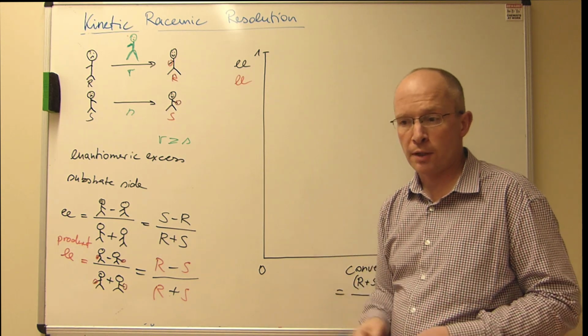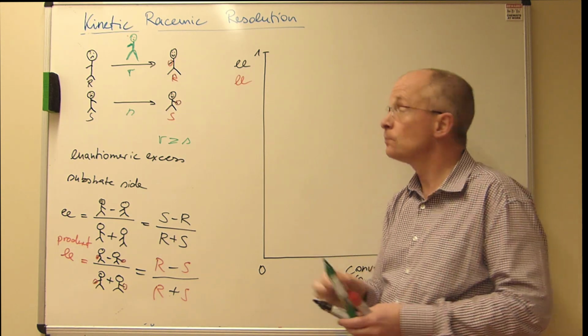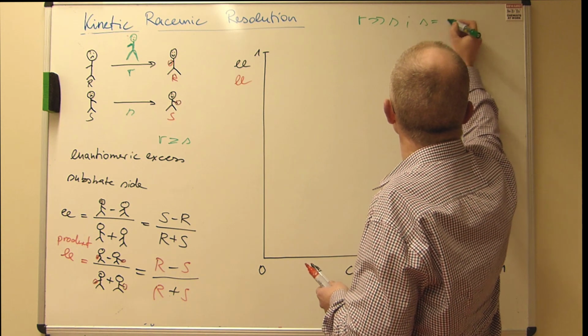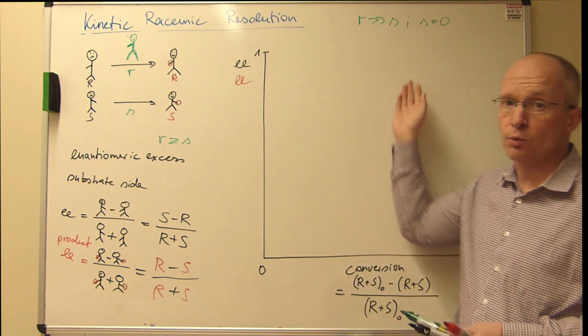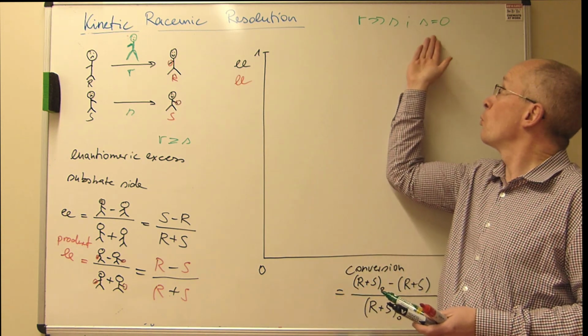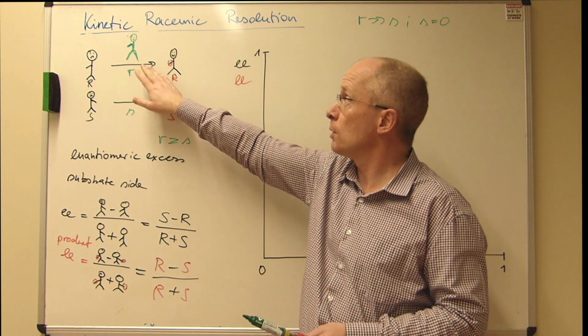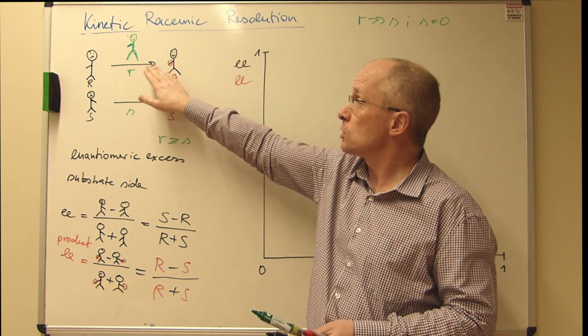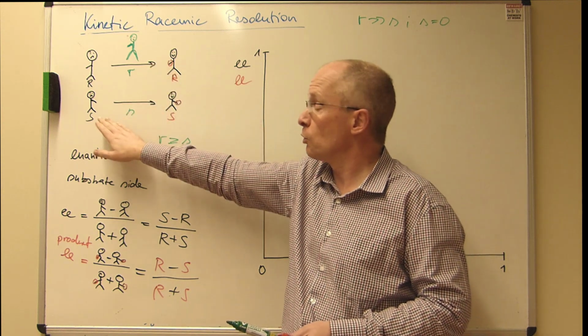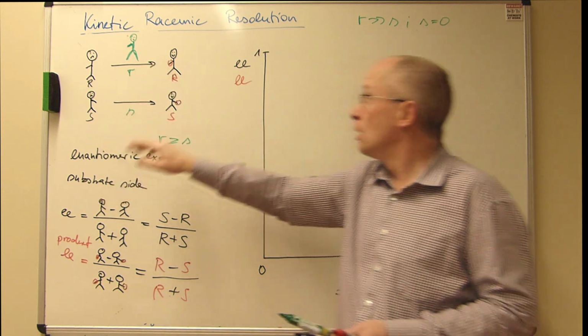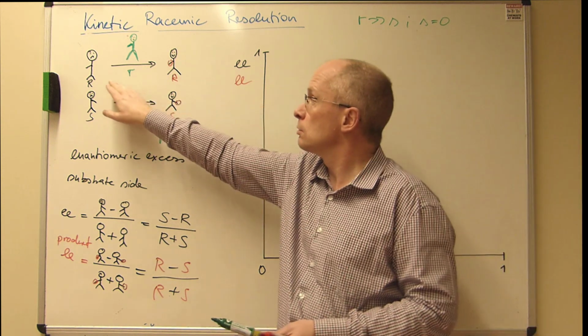Then we can depict another extreme case, which is this one here, where S actually is zero. So we have a very highly discriminating attendant here. None of the S will go to the party, but R is admitted.